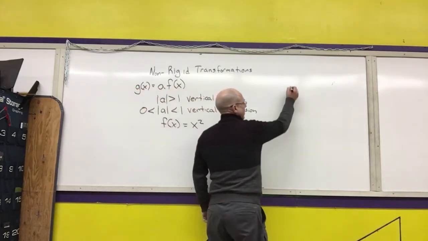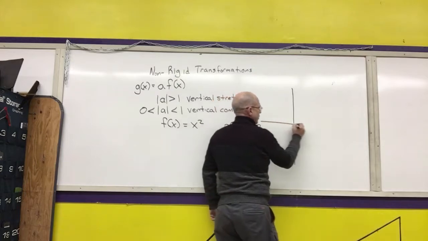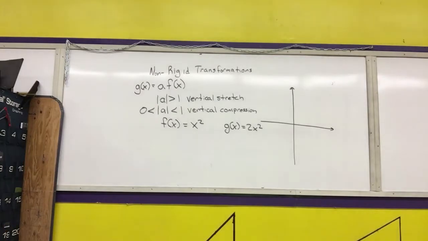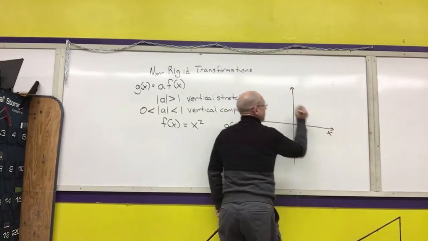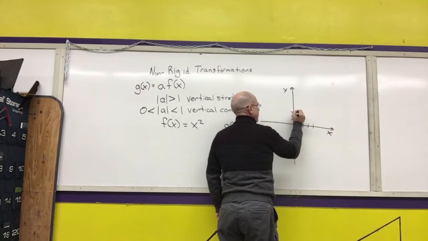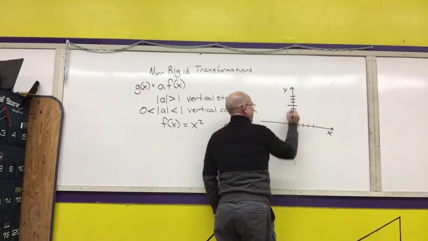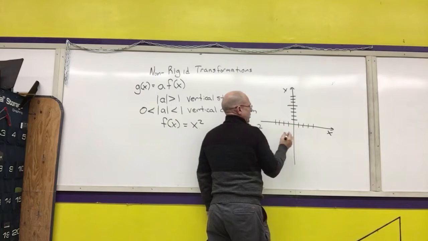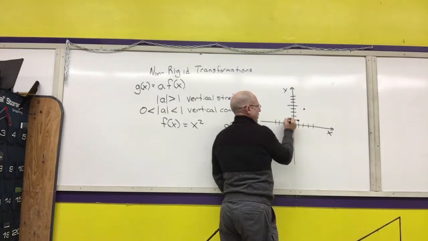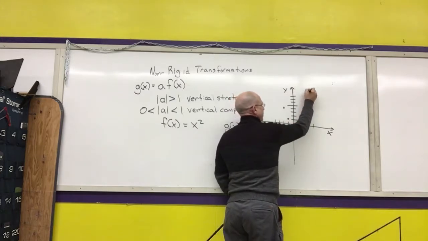So if we actually put numbers into my function, I'm going to graph both f of x and g of x. This is x. This is y. 1, 2, 3, 4. 1, 2, 3, 4, 5, 6, 7, 8. So f of x, if I put a 0 in, I get 0. I put a 1 in, I get 1. I put a 2 in, I get 4. Graph using symmetry. This would be my function f of x.